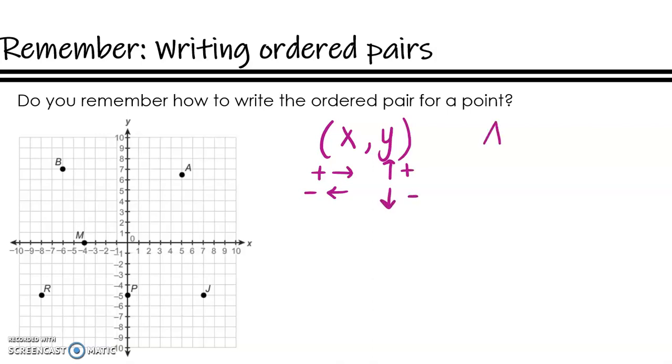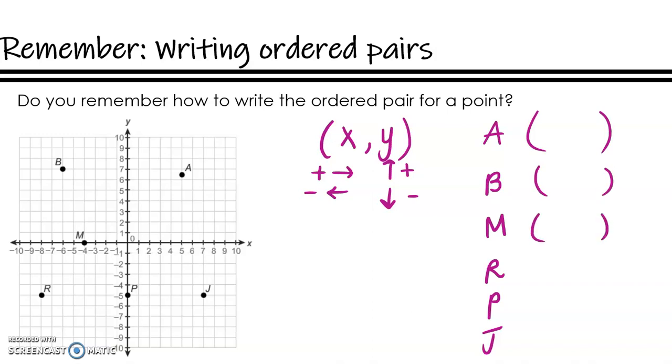So we're going to name these: A, B, M, R, P, J. I would encourage you to pause the video and name them first, and then you can check your work. A is located right 5, up, midway between 6 and 7. Those are both positive, right and up. So it's positive 5 and positive 6.5.